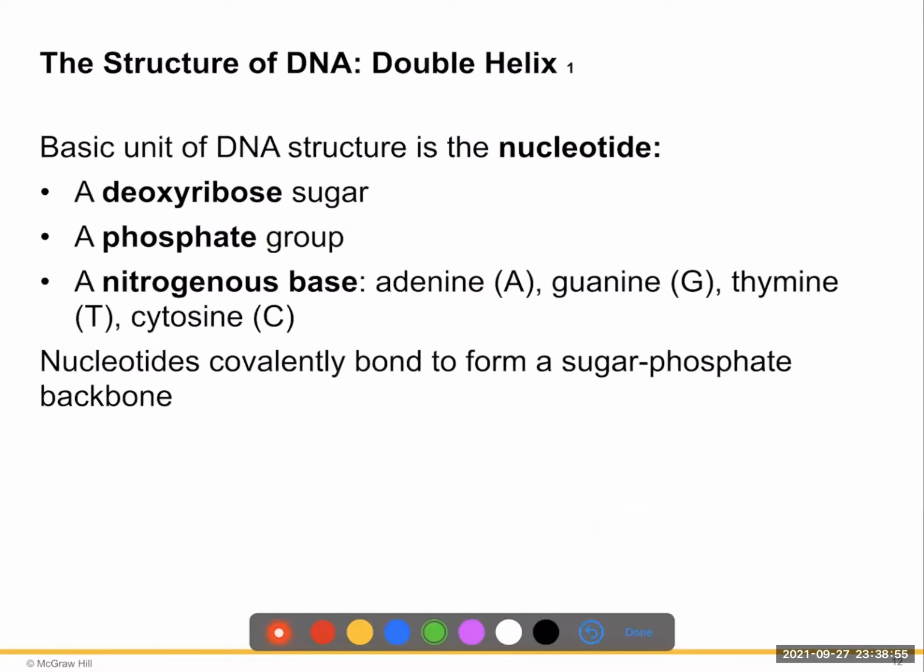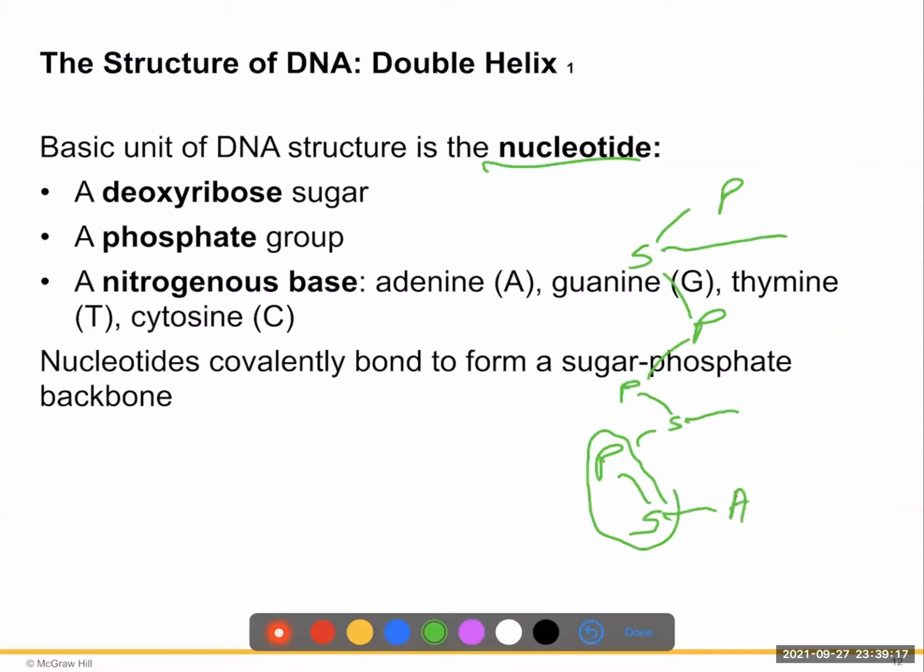Okay, the basic structure of DNA is a nucleotide. Remember, a nucleotide is a sugar and a phosphate group. It's a sugar-phosphate backbone. That's what DNA is. So the sugar-phosphate group is your basic unit. There is a nitrogenous base, like adenine, guanine, cytosine, thymine, one of the nucleotide bases. And this bonds to another one, and this is what causes your double helix to form.